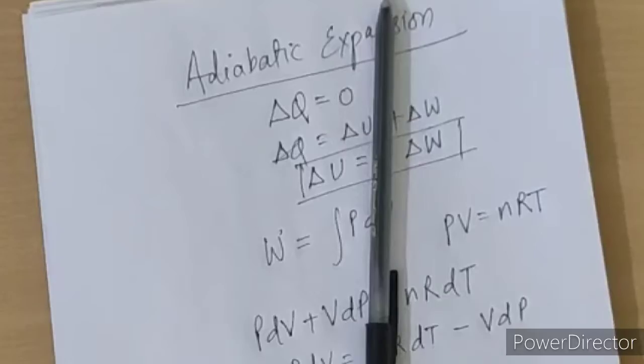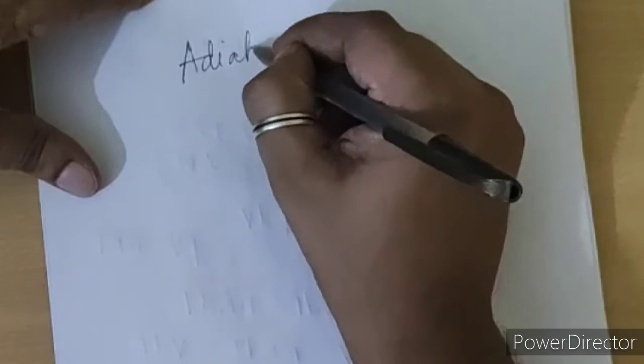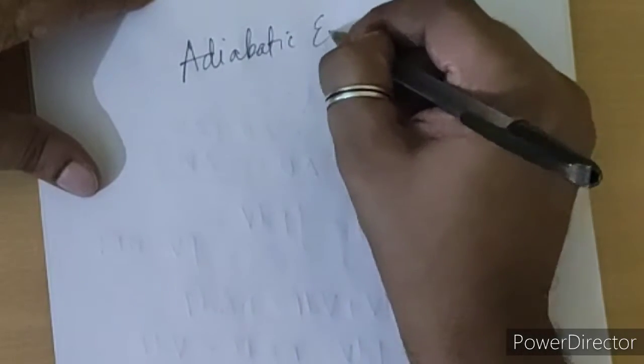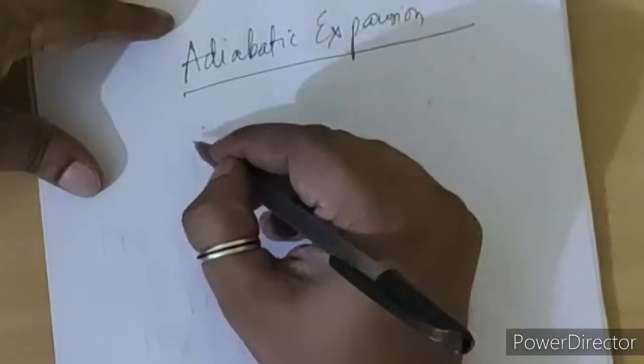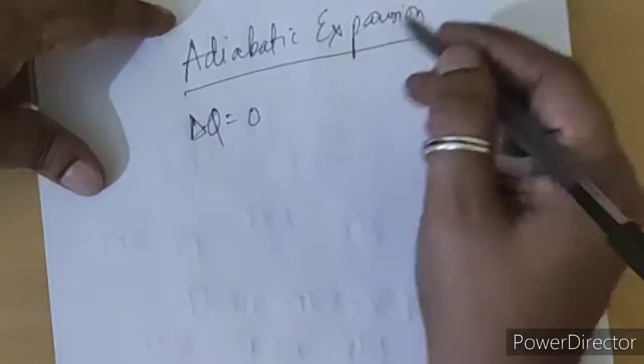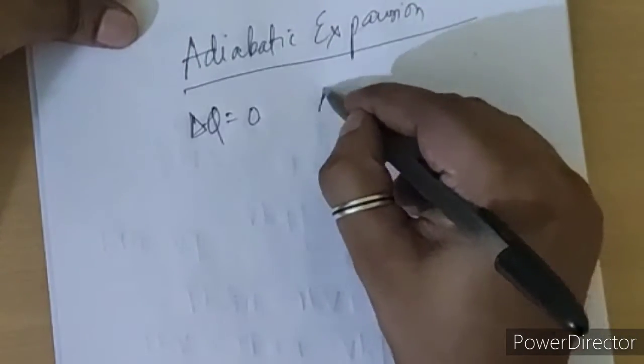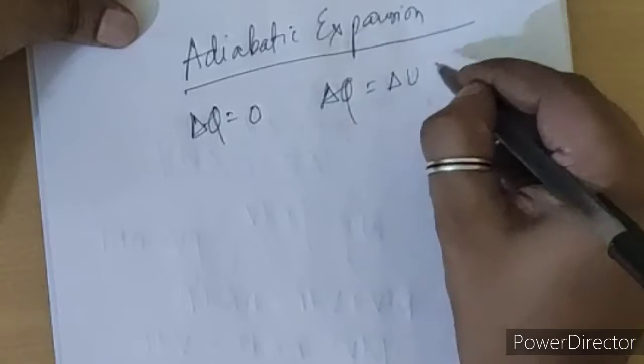Guys, so today I will talk about adiabatic expansion. We know that in an adiabatic process delta Q is 0, neither does heat go inside nor does heat go out of the system. So delta Q is equal to delta U plus delta W.